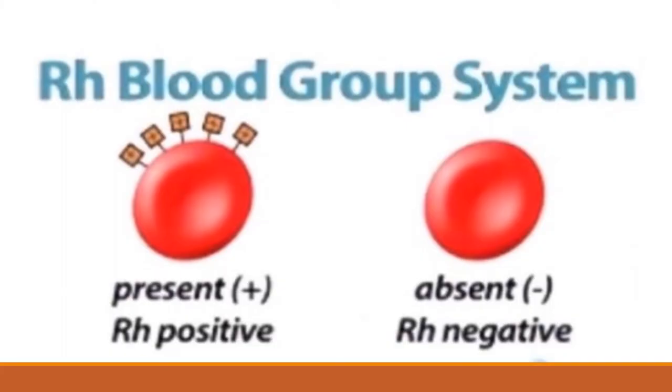In the Rh system, the Rh system has two genes, D and C, that are inherited together to give a number of Rh haplotypes. Where a person inherits a D gene, their red cells are positive when tested with anti-D, and that person is said to be RhD positive. Where a person does not inherit a D gene, their red cells are negative when tested with anti-D, and that person is referred to as RhD negative.